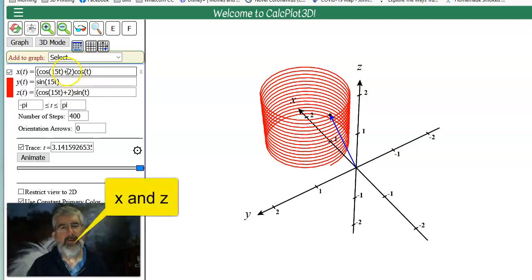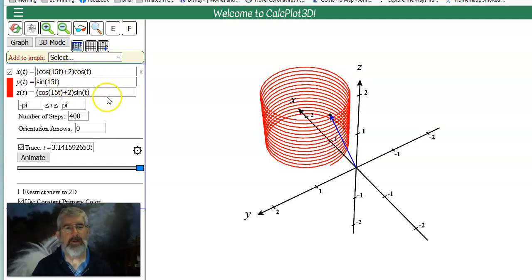So with respect to x and y, the cos t and the sine t are making a circle, and the multiplier out front is the radius of that circle. Well, that radius is changing as t changes, but it's the same radius for x and z. And then the y-coordinate is just going back and forth like it currently is, and that's sine 15t. So let's see what happens here.